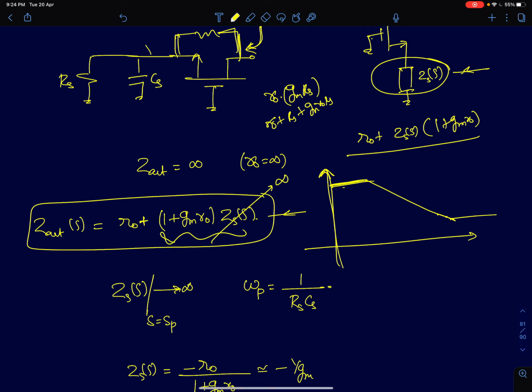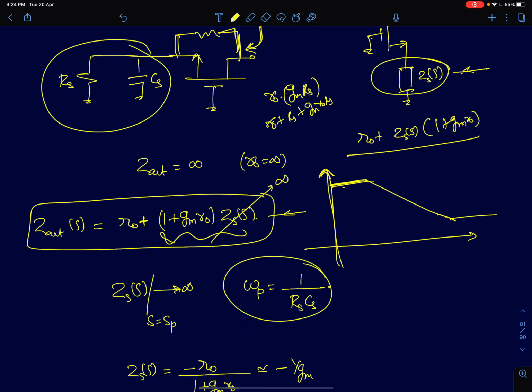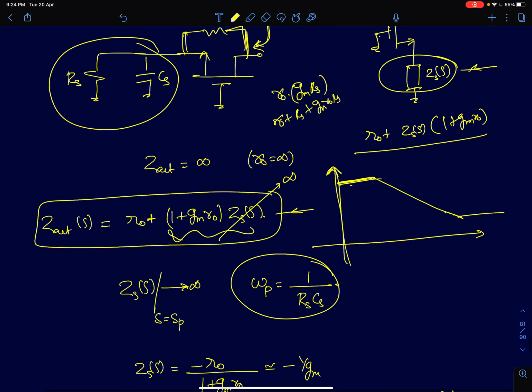Zs of S is simply a resistor and capacitor in parallel. So the pole frequency will be 1 by RSCS. Okay. So that's the condition where the impedance blows up to infinity. The next condition is to find the zero. For that I can just equate this term to 0.